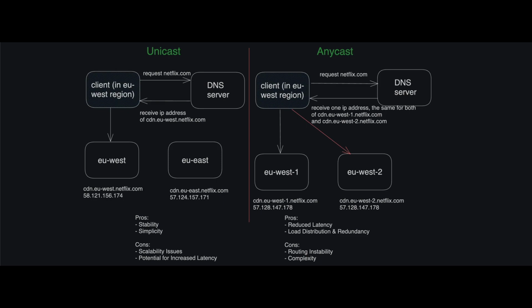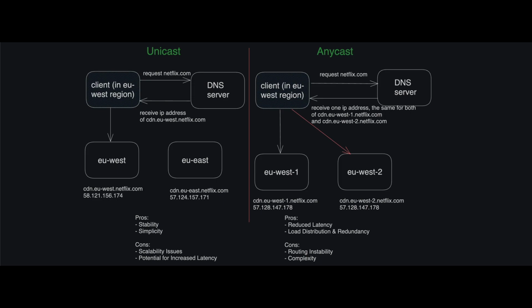The primary advantages of unicast include its stability, providing a reliable one-to-one communication channel, and its simplicity in terms of setup and management. However, unicast presents scalability issues, particularly for services that need to disseminate identical data to a large user base. Additionally, there is a potential for increased latency, especially if the server in question is either distant or overwhelmed with requests. On the flip side, we have anycast routing.